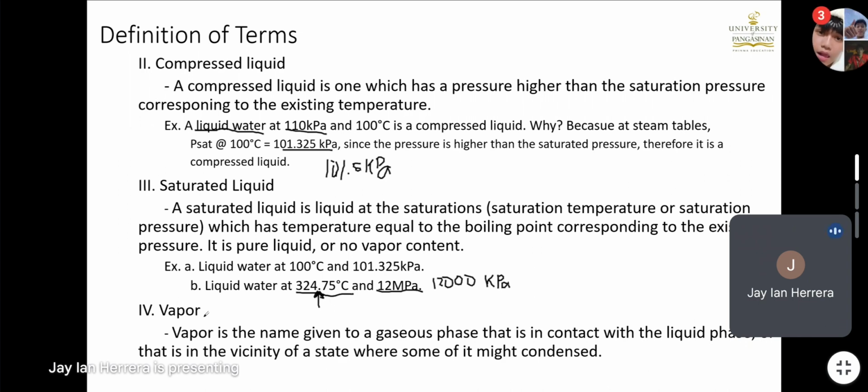So next is vapor. Vapor is the name given to a gaseous phase that is in contact with the liquid phase, or that is in the vicinity of a state where some of it might condense. Next, vapor, syempre, ayun yung na-produce, yung gaseous state na yan.